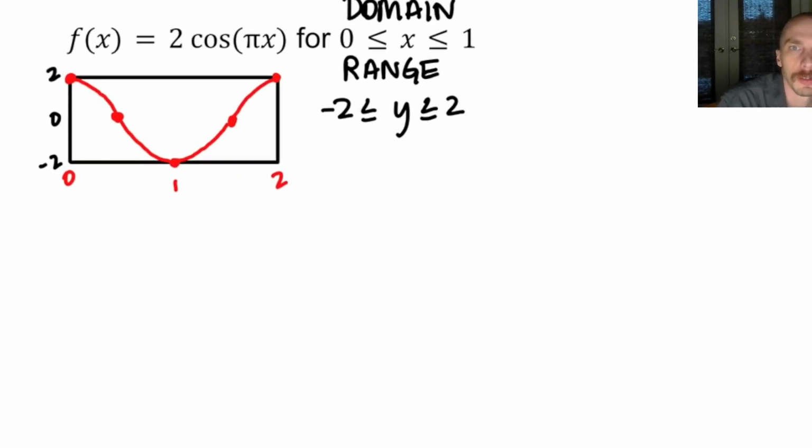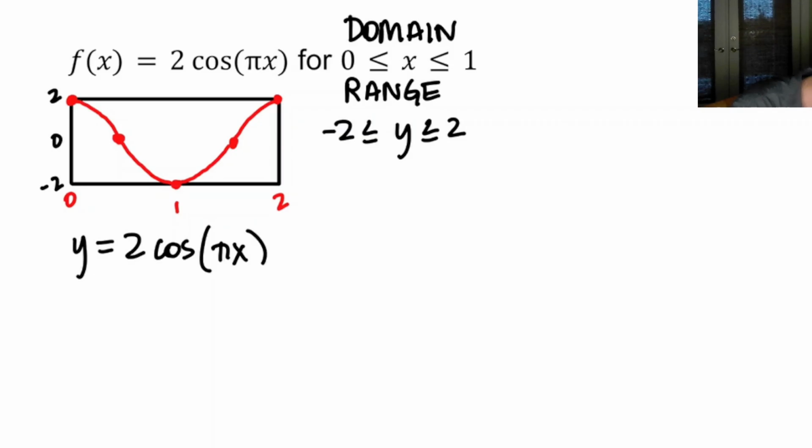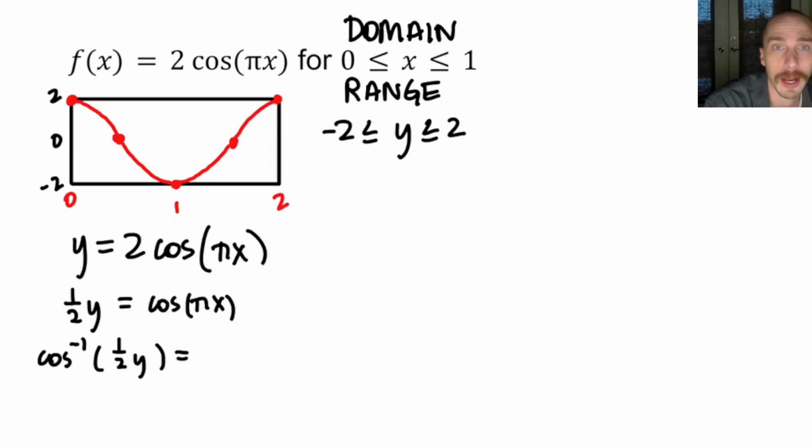All right, so if I want an inverse function, I'm just going to start by solving for x in terms of y, because that's the way I would prefer to approach it. So I've got y equals 2 cosine pi x. Divide both sides by 2: 1/2 y equals cosine of pi x. Now I'm going to hit both sides with inverse cosine, arc cosine. So arc cosine of half of y equals arc cosine of cosine pi x.